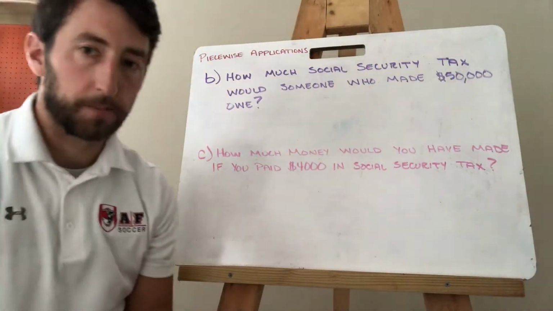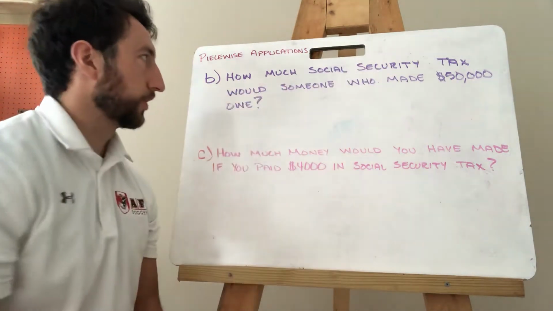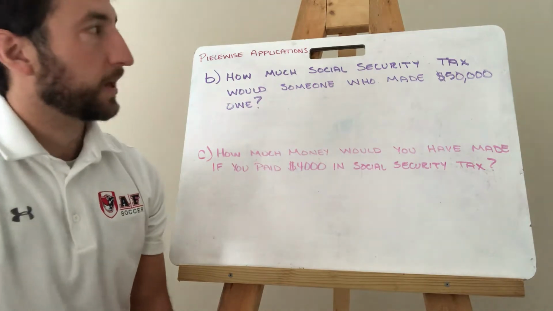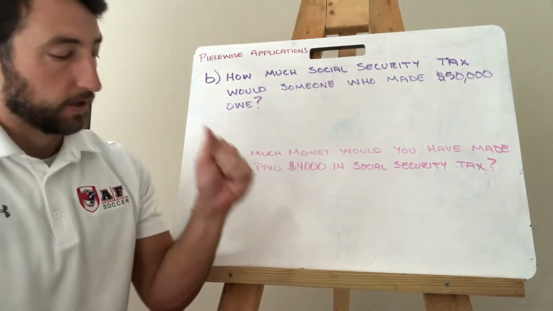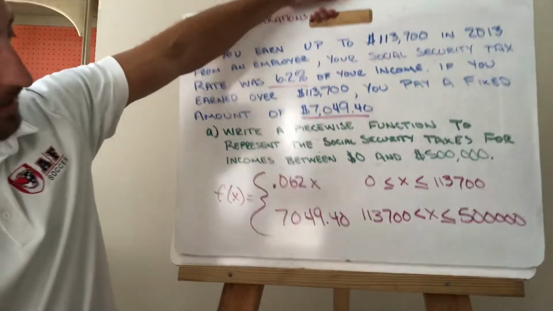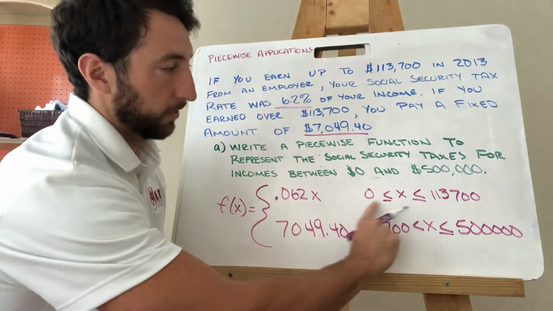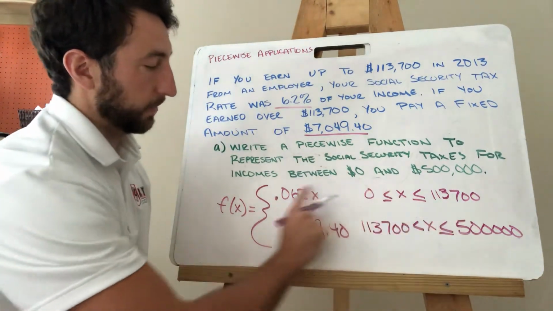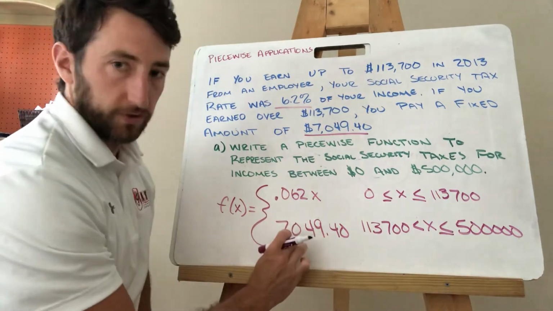Now what we're going to do is answer some questions about it. The first question is asking how much Social Security tax somebody who made $50,000 would pay. What we want to do first is look at the domain. If we look at our equation here, our domain of $50,000 falls between 0 and 113,700, so we're going to use this equation. If it was between this and this, we would use this equation.